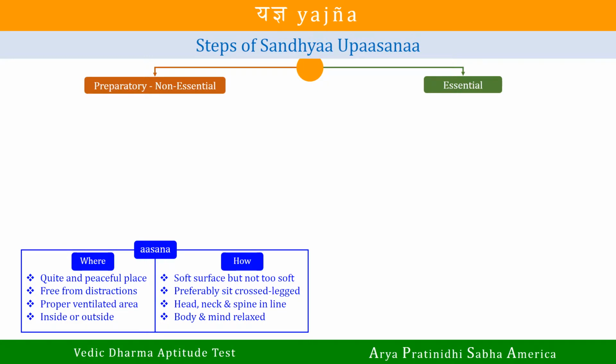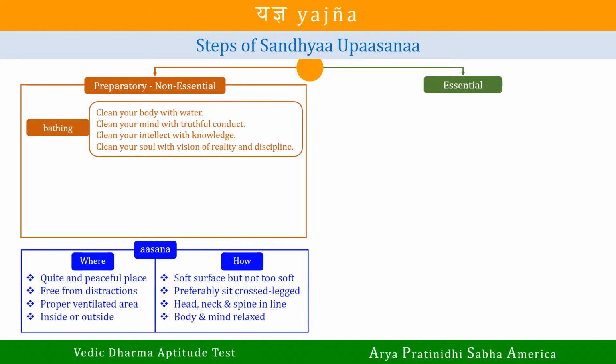Now let us briefly go over the steps. First step is snan, which means bathing. It includes bathing your body, mind, intellect and soul. It is understandable one can clean the physical body with water. But how about mind, intellect and soul? As per Manusmriti, you must clean your body with water, clean your mind with truthful act, clean your intellect with knowledge, clean your soul with vision of reality and discipline.